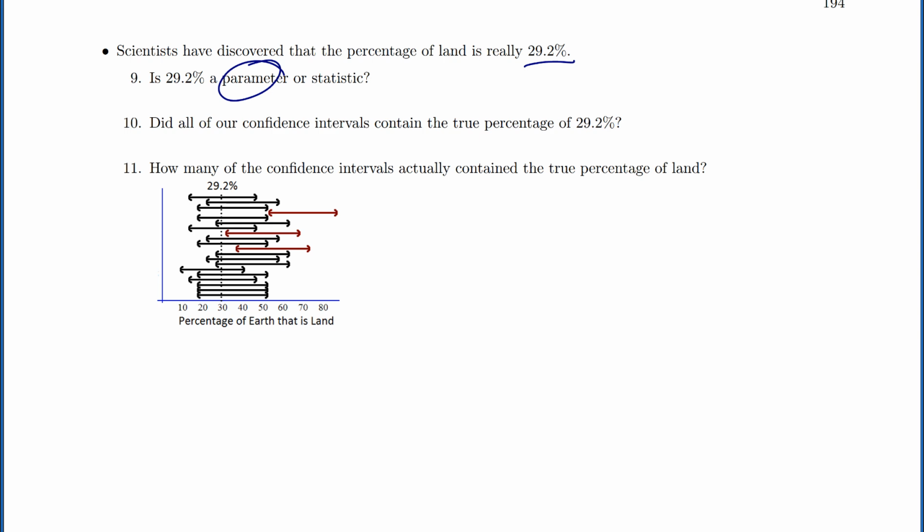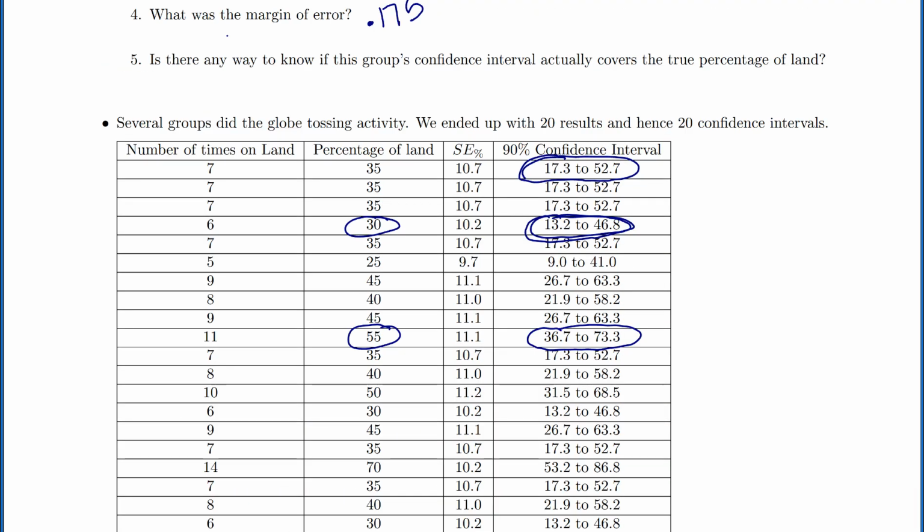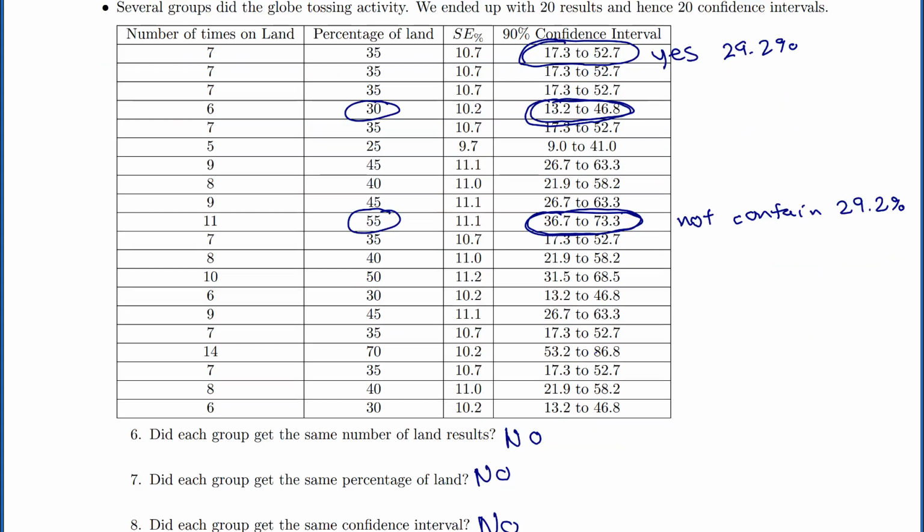So when we look at it, did all of our confidence intervals contain the true percentage of 29.2%? If you scroll back up and look at them, like this one, yes, this contains 29.2%. But as I go down, most of them contain 29.2%, but this one right here, this does not contain 29.2%. So they happen to accidentally get a sample proportion that was so high that their confidence interval isn't accurate. And there's this one right here as well. It went from 53.2 to 86.8, so this does not contain 29.2%.